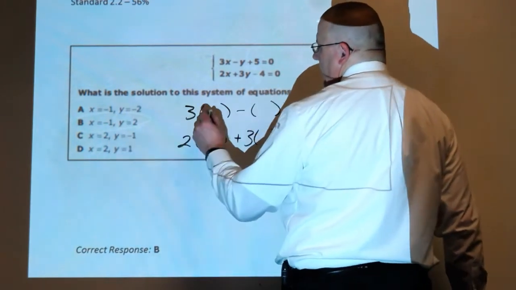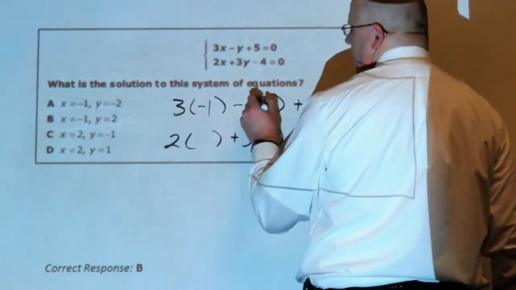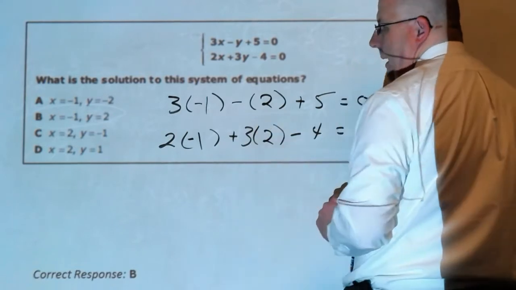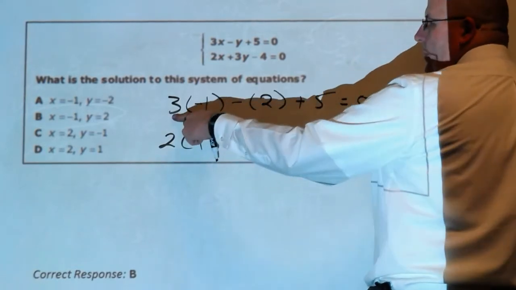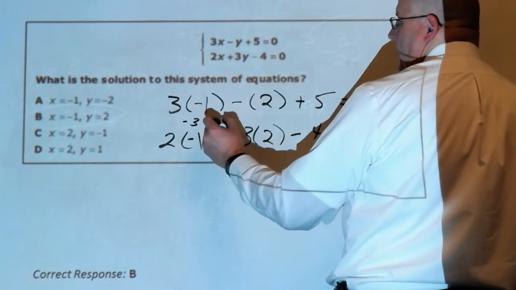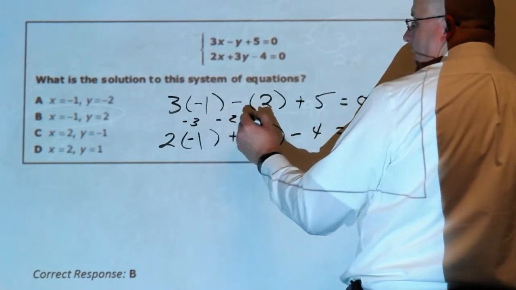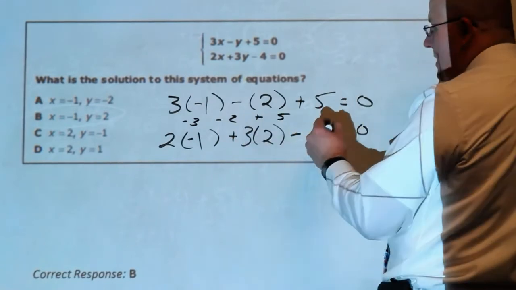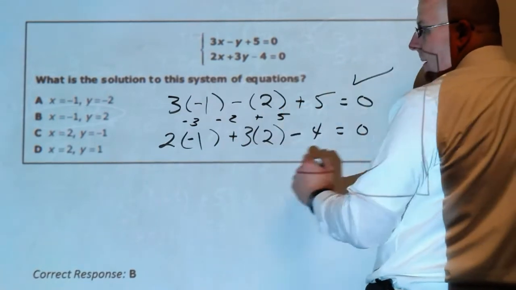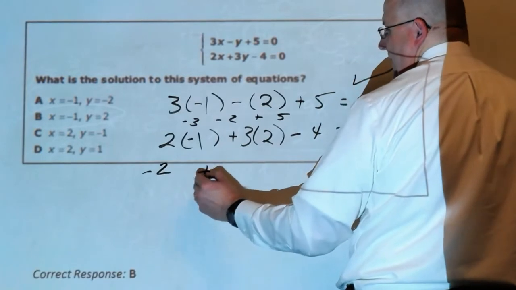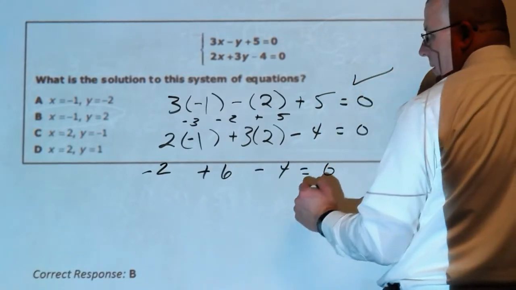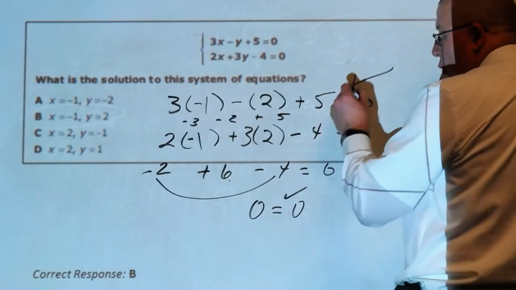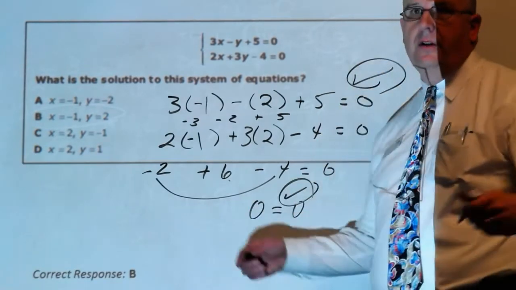If I plug a -1 in for x and a 2 in for y, well, 3 times a -1 is a -3. -3 minus 2 is a -5. -5 plus 5, is that 0? Yeah, -5 plus 5 is 0. So that's true. Here we have a -2 plus 6 minus 4. Does that equal 0? Well, there's a -6 plus 6. That's 0 equals 0. It's true for both, so it's our solution.